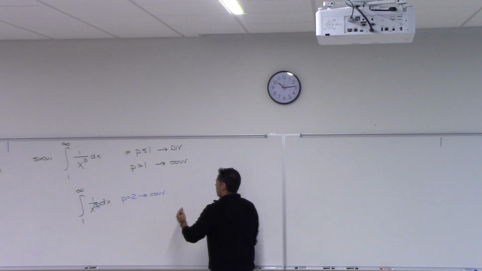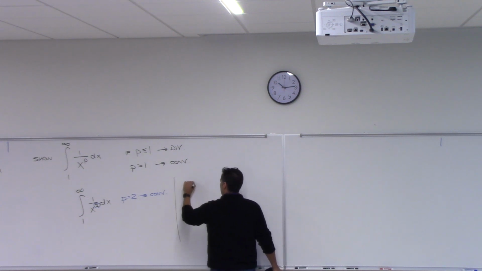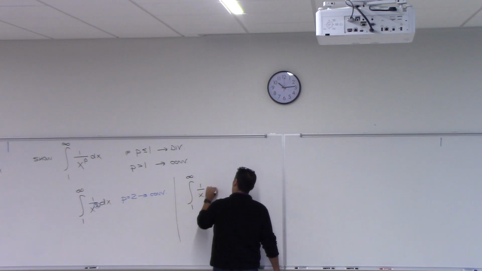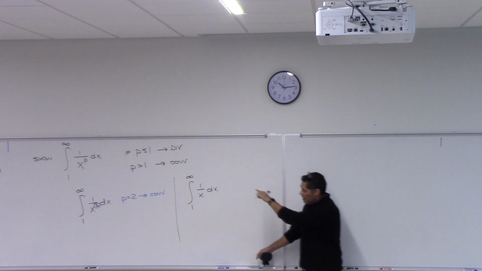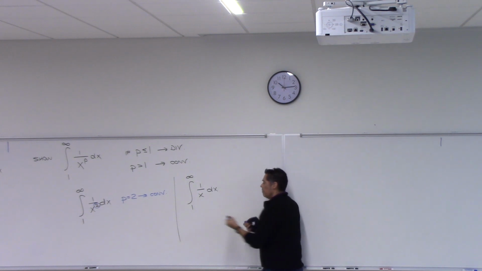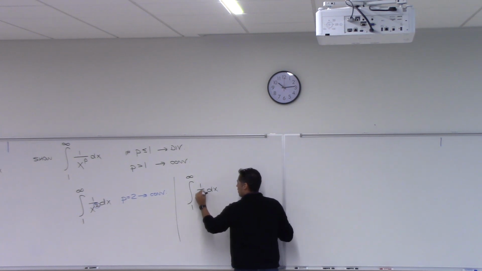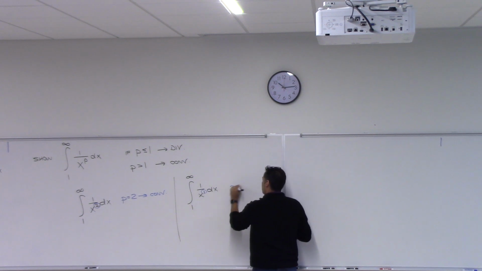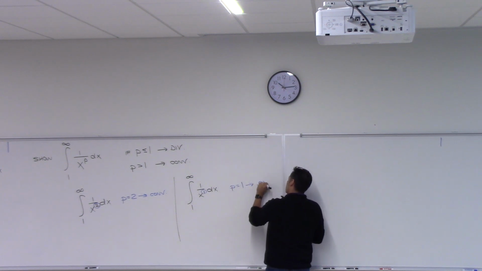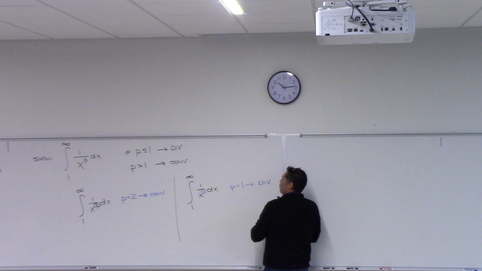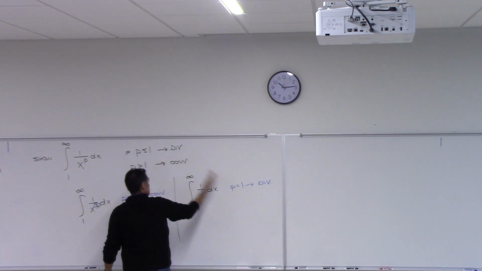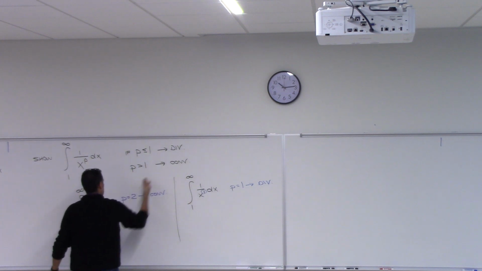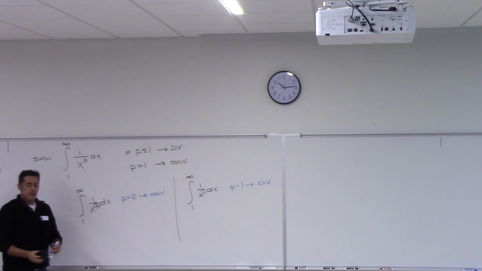Then we did another problem where I changed it up and said, let's go from 1 to infinity of 1 over x dx. That's the one where the natural log came in, right? Do y'all see again this is in the same form? What's p here? P is 1 this time, and it diverged. So it's doing what this is saying. If p is less than or equal to 1, it's going to diverge. That's what happened. If p was greater than 1, it's going to converge.